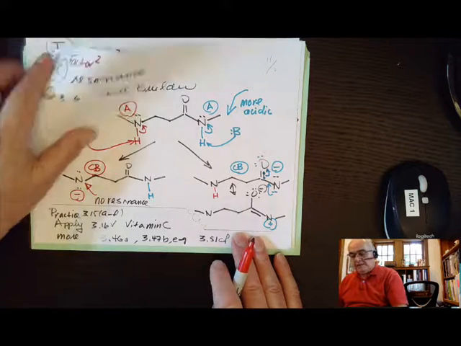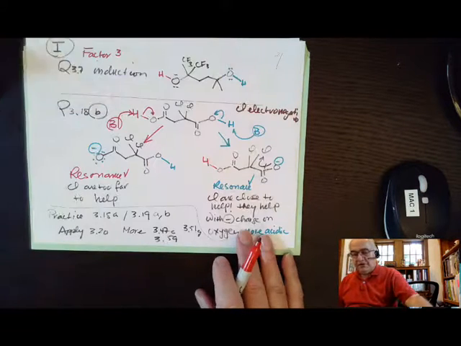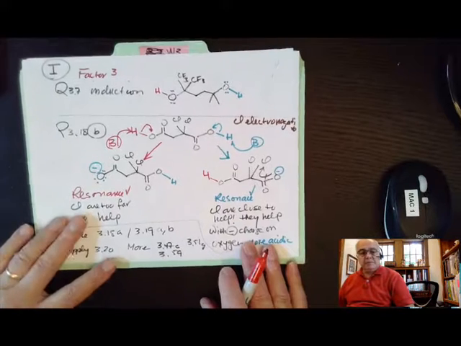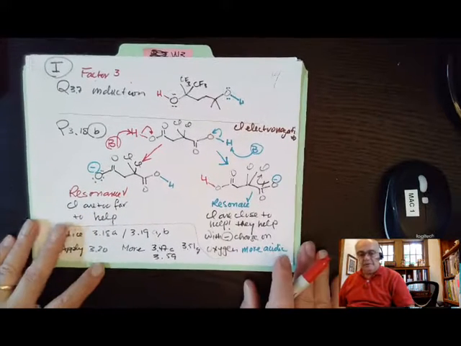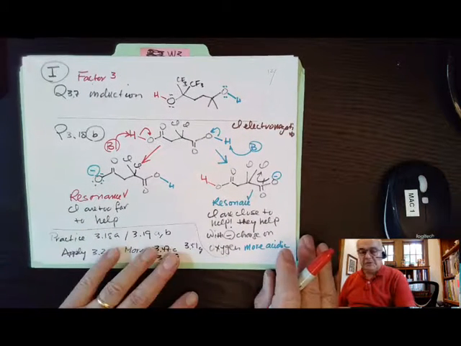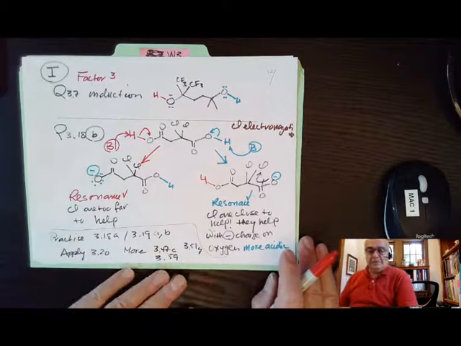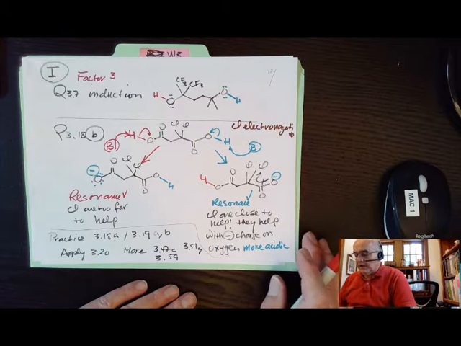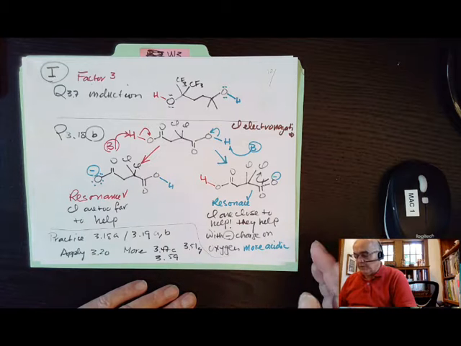The next factor, this is factor 2. Factor 3 is, make sure you can read it. So factor 3 is induction. Induction is really coming from moving electrons away from the conjugate base.